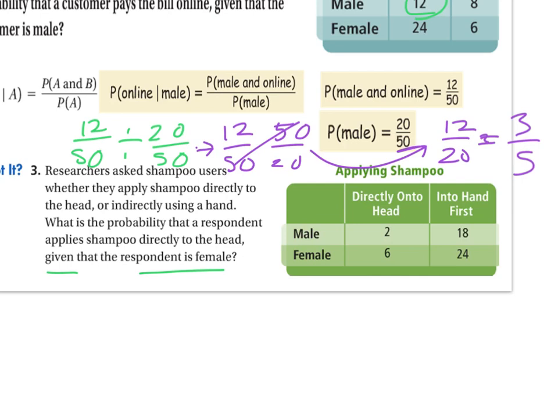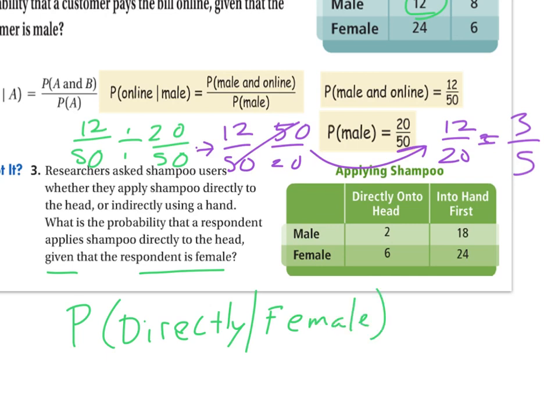Alright, so assuming you've had a chance to take a look at this on your own, again I kind of underlined the given condition. So really the question we're looking at, if we translate it, would be what's the probability that the shampoo is applied directly to the head given that the respondent is female. And so then we can translate to our formula.